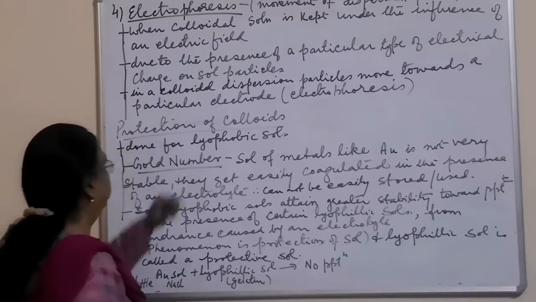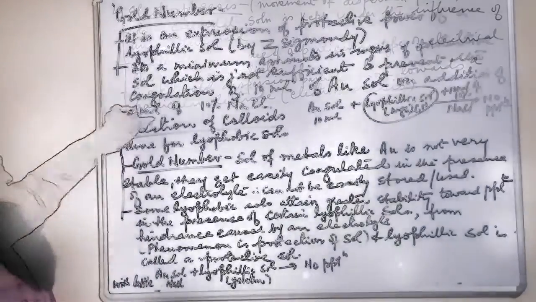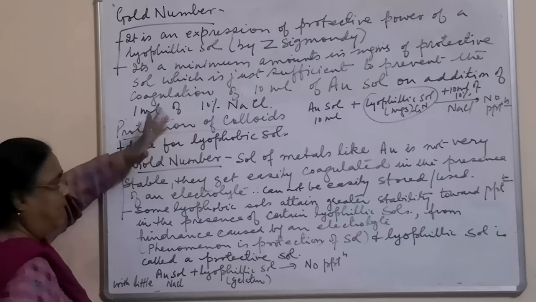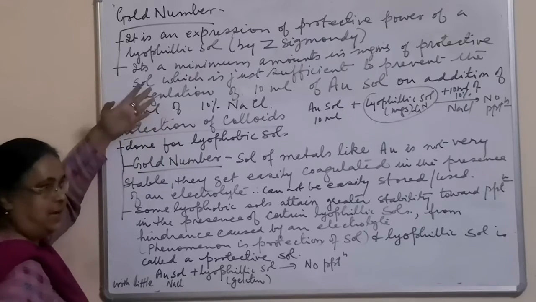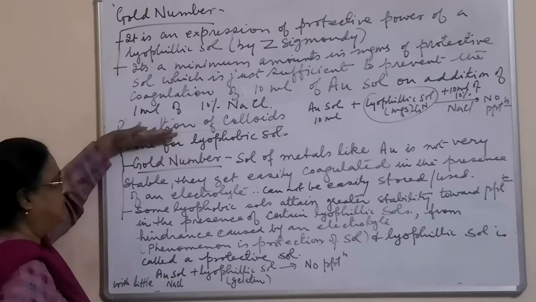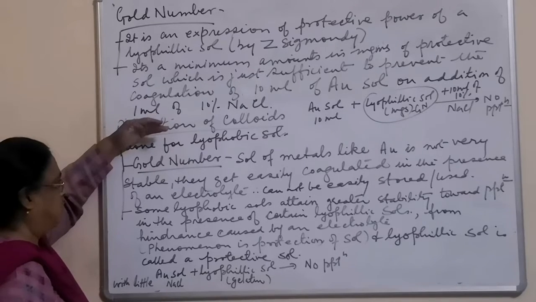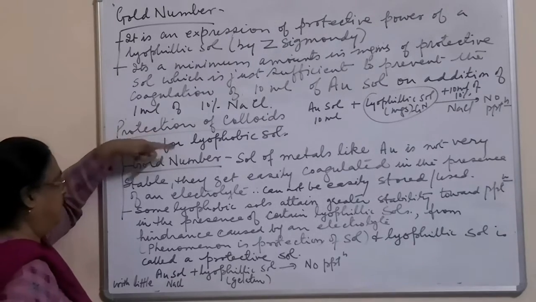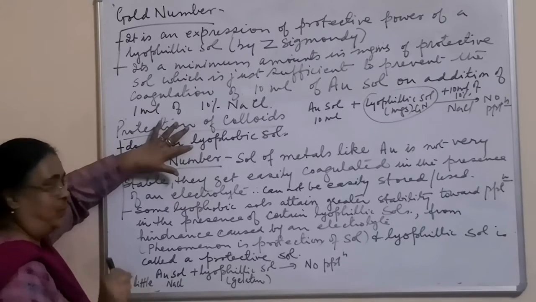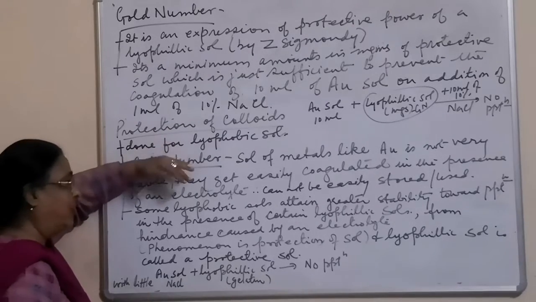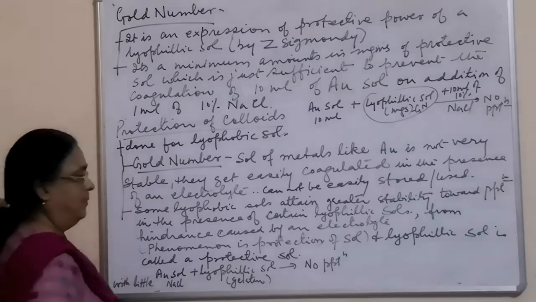Now next we will do protection of colloids. This is done for lyophobic sols, because lyophilic sols don't need protection as they are already stable, while lyophobic sols, as you have studied, are unstable. They need protection from being precipitated or coagulated, and for that a lyophilic sol is used. When a lyophobic sol has some impurities of electrolyte, that will cause its precipitation. So we add some lyophilic sol into it.